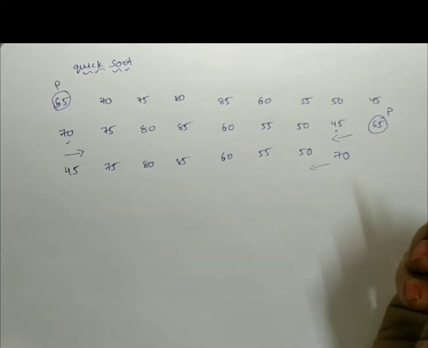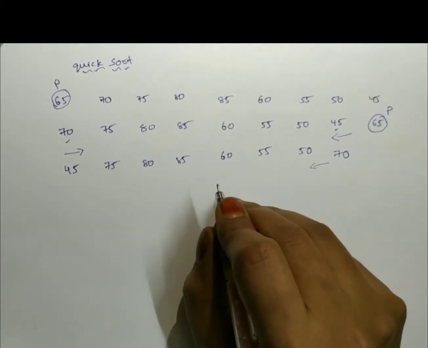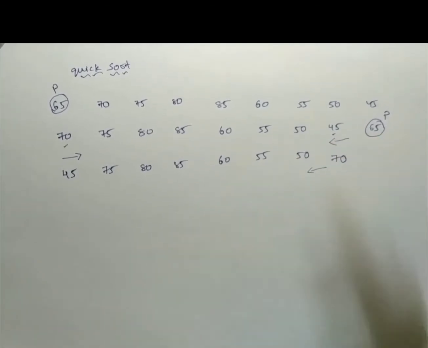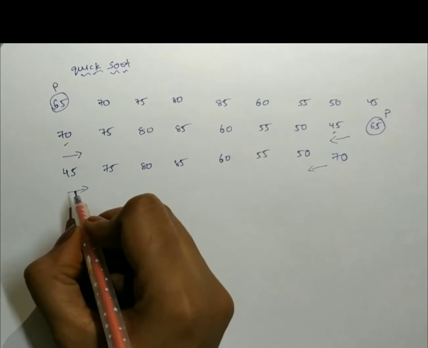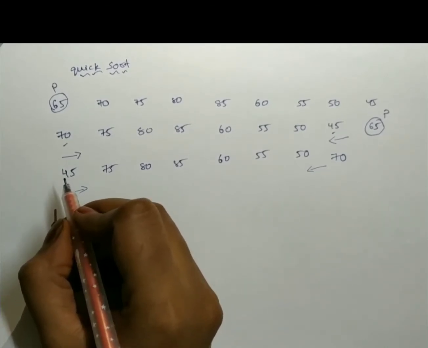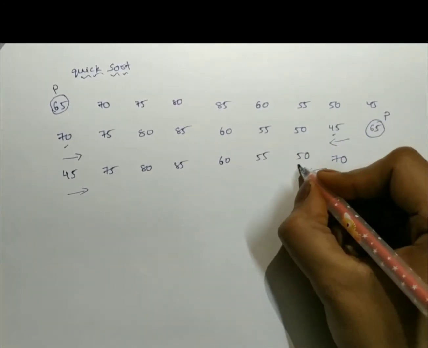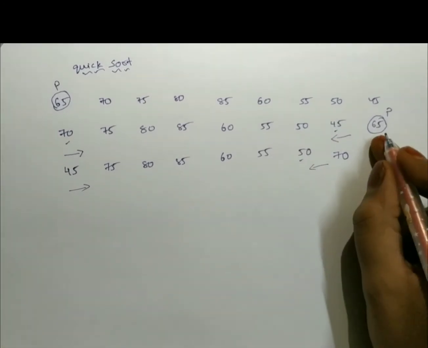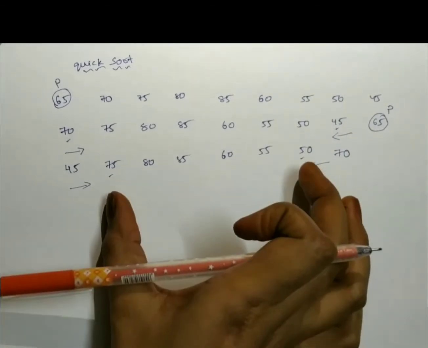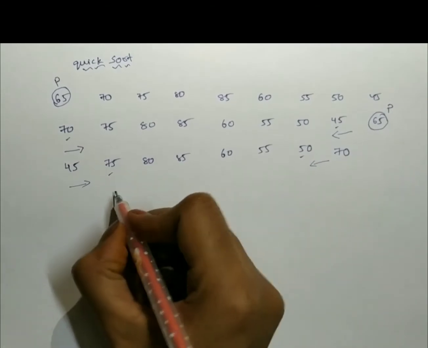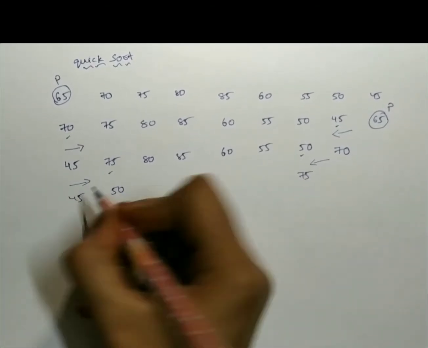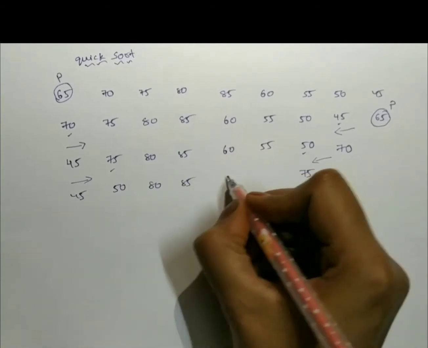Again you need to move from right to left. While moving from right to left, you need to consider the element smaller than the pivot element, and while moving from left to right, you need to find the element greater than the pivot element. Here 50 is smaller than the pivot element, and 75 is greater than the pivot element. So I need to swap these two values, 50 and 75, and the remaining elements will be placed as they are.